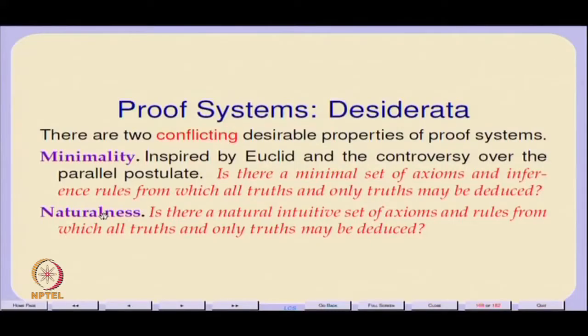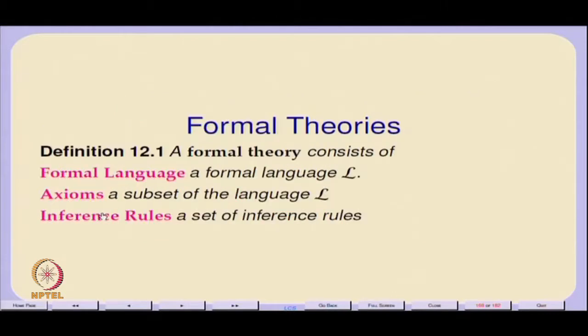The other thing is naturalness. I mean, is there an intuitive, much more natural way of doing things? So, we will look at proof systems of both kinds. So, the first thing to do is to look at a minimal proof system for propositional logic. So, we will define a formal theory.